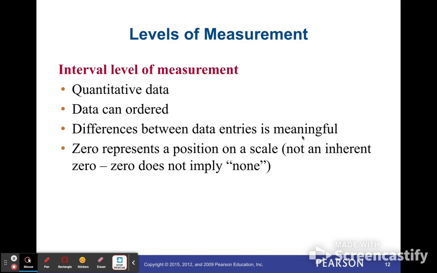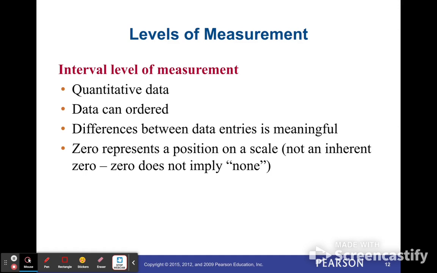Now, one important feature of an interval level is this. 0 represents only a position on a scale, which means it's not an inherent 0, which means it's not absolute. It's still a value. So 0 does not imply none. When you say 0, it's not actually what? 0. An example of this would be temperature in degrees Fahrenheit.